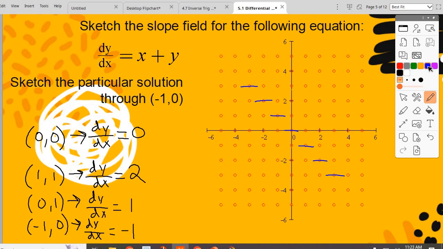So coming back to my graph, we got that 1, 1 is 2. Thinking about 1, 0, we would get 1. 0, 1, we also get 1. -1, 0, we get -1. 0, -1, we also get -1.